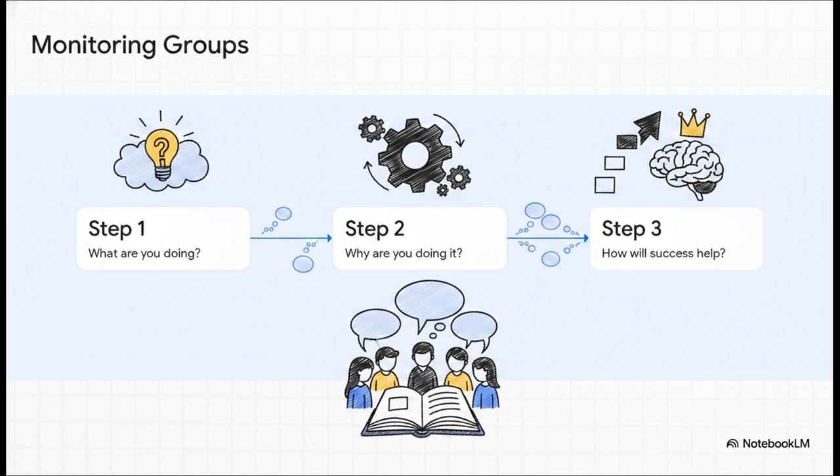First, what are you doing? Second, why are you doing it? And third, how will success in what you are doing help you find a solution? Think about it. If students are stuck on a physics problem, interrupting to ask, why are you doing it, stops them from blindly plugging numbers into a formula. It forces them to justify their strategy.